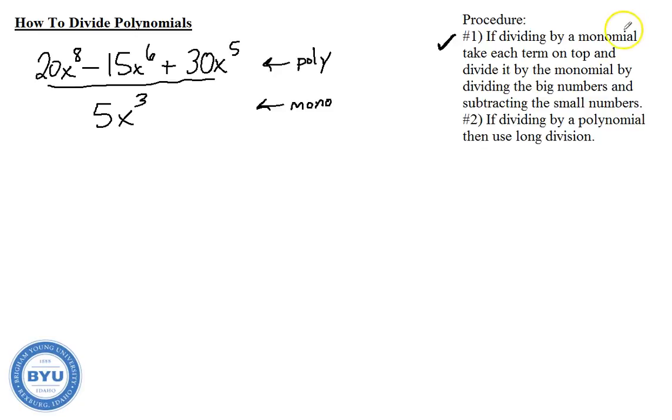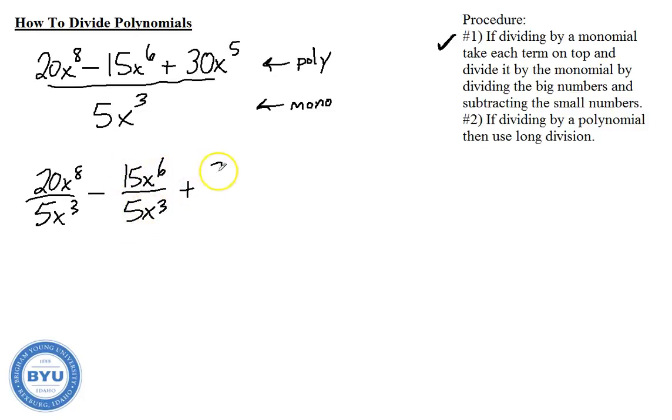If you're dividing by a monomial, like this problem here, you're going to take each term on top and divide it by the monomial on bottom. So let's write that out. Here I'm going to take this 20x to the 8th and divide it by the 5x cubed. I'm going to do the same thing with the second term, minus 15x to the 6th divided by the bottom term, plus 30x to the 5th all over 5x cubed. Notice that I took each of the terms on top and I'm dividing it by the monomial on bottom.